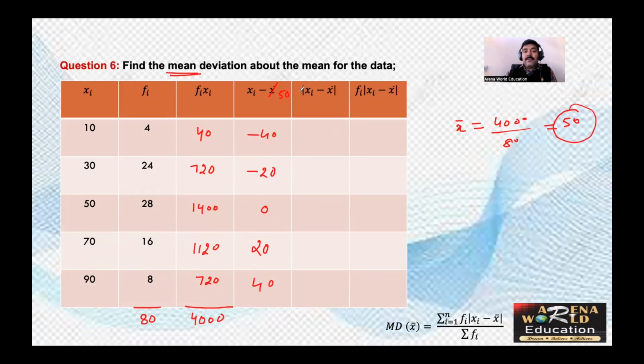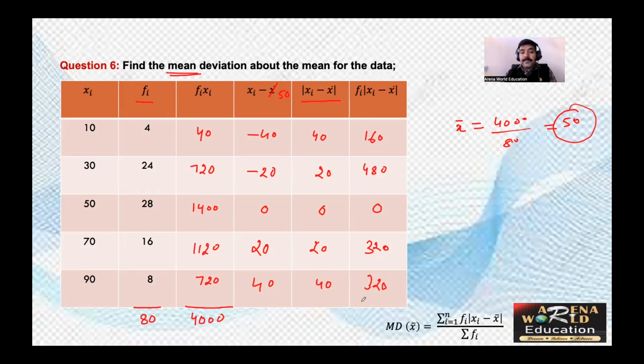What is the next step? We will find absolute value, right? So minus 40 will be written as plus 40, minus 20 will be plus 20, and the rest of the numbers are as they are. What is the next step? We will multiply Fi with each modulus of xi minus x bar. So 4 into 40, yes, it is 160. 24 into 20, yes, it is 480. 28 into 0, it is 0 only. 16 into 20, it is 320. And 8 into 40, it is again 320.